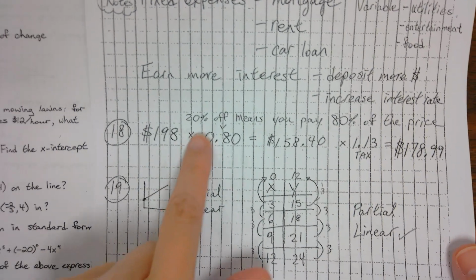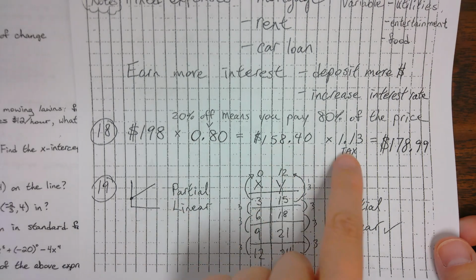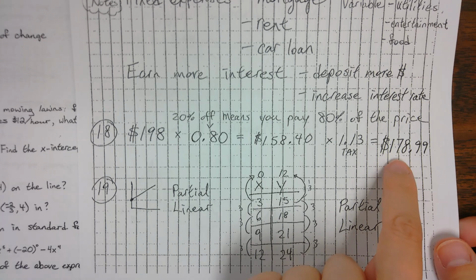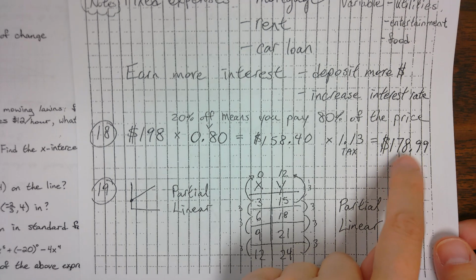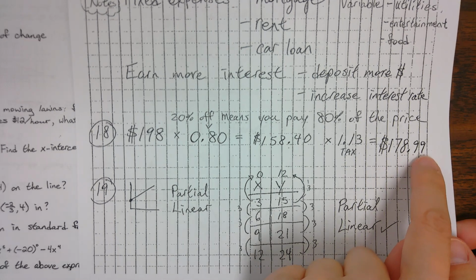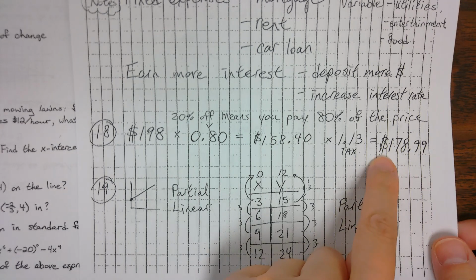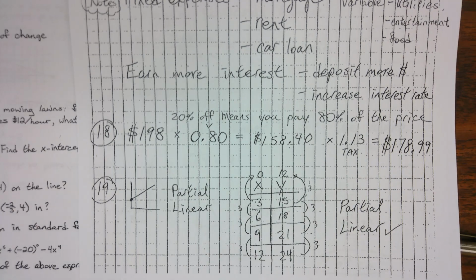So here 20% off means times 0.8. You have that, and then times it by 1.13, adding on the tax, you get about 178.99, which is what we said. It was roughly about 180. So I know my answer is correct. Don't forget, since it's money, 2 decimal places with a dollar sign. Even if the question doesn't say what to round to, because it's money, it's automatic that it should be 2 decimal places.